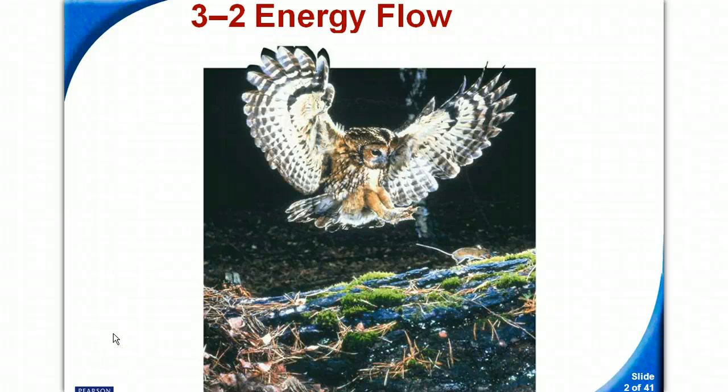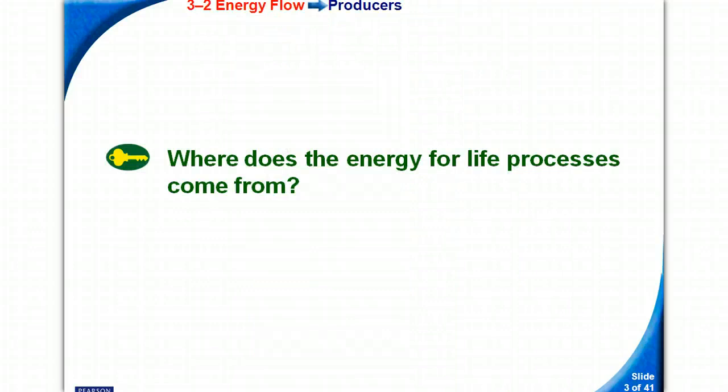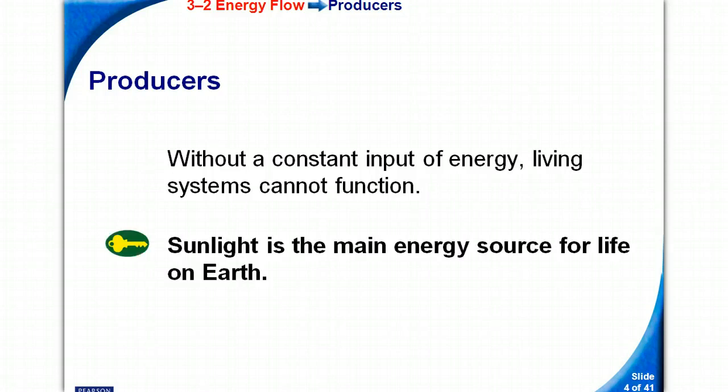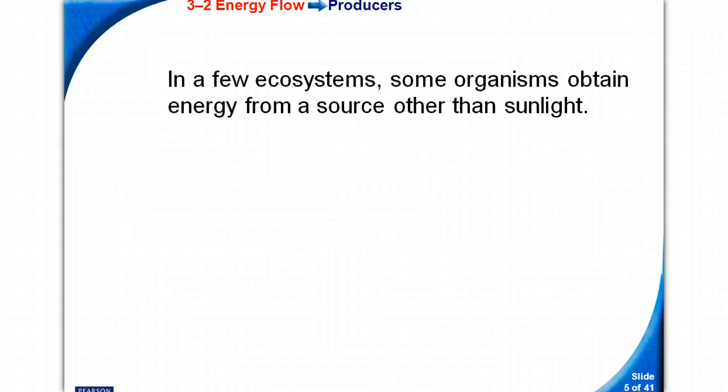All right, chapter 3, section 2, energy flow. Key concept number 1, where does the energy for life processes come from? Producers. Without a constant input of energy, living systems cannot function. Sunlight is the main energy source for life on Earth. In a few ecosystems, some organisms obtain energy from a source other than sunlight.